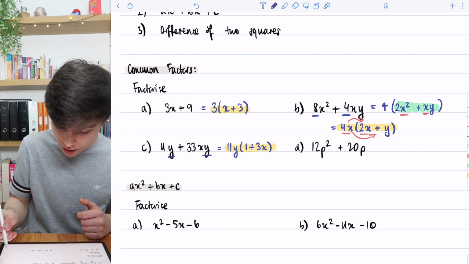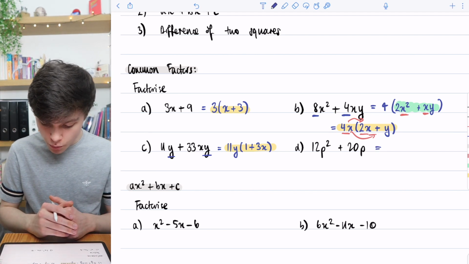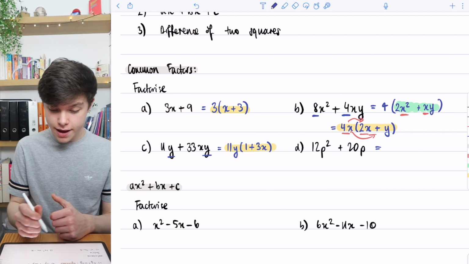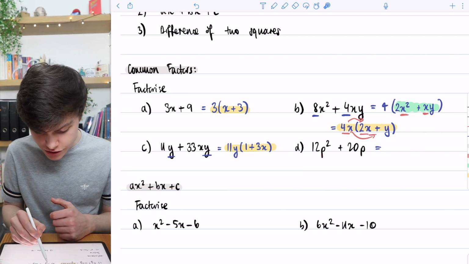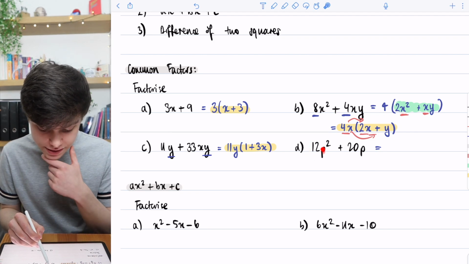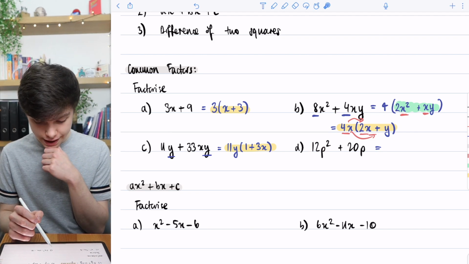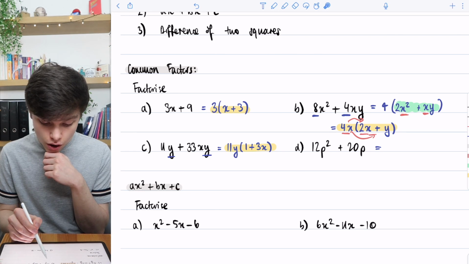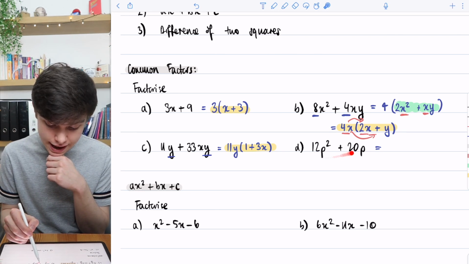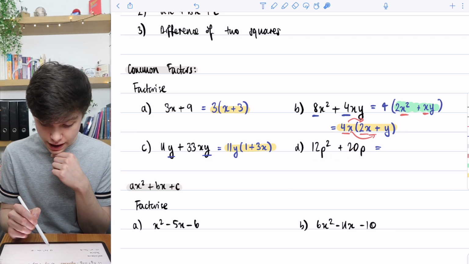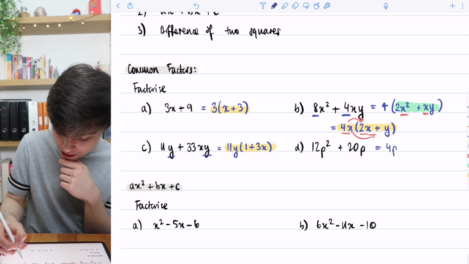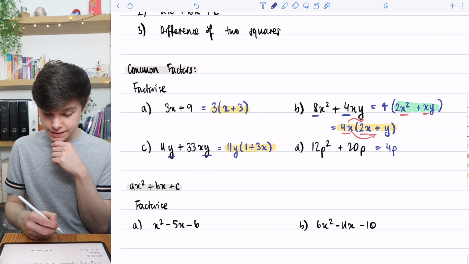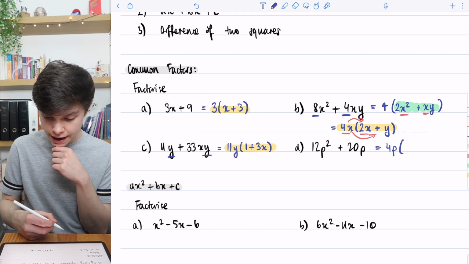If we have a look at D, I can take out a factor of p, because we have a p squared here and we have a p. I could also take out a factor of 2 and see how that goes, or I could notice both of these are divisible by 4. I could take out a factor of 4 and have a p as well, 4p. If I take that out, let's think, what would that give me?